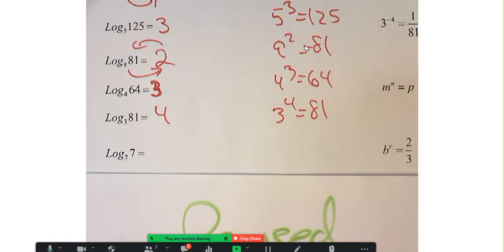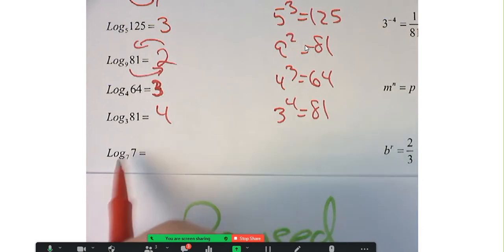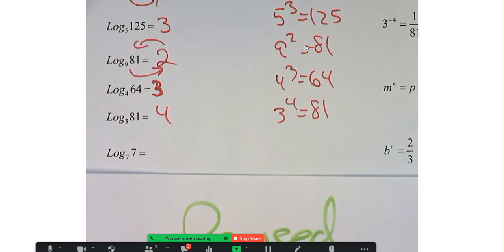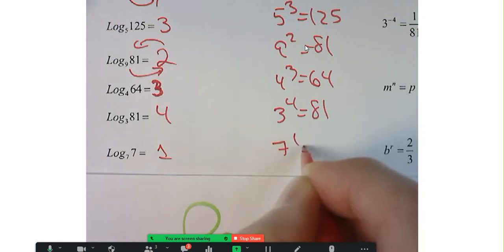Now, let's start moving into some that are going to ask us to think a little bit more. Now, this first one, I hope it is not so bad. Log base 7 of 7. What power of 7 gives you 7? 1. 7 to the first power. Yay. 7 to the first power equals 7.